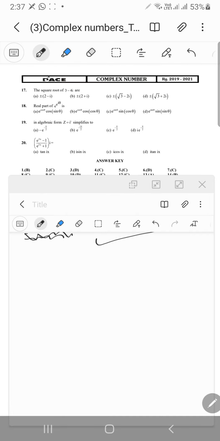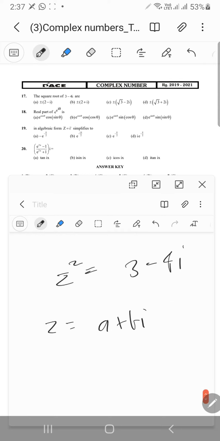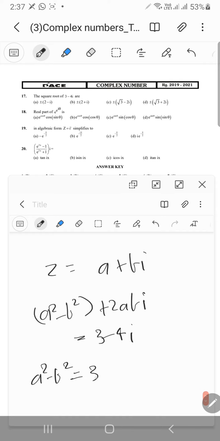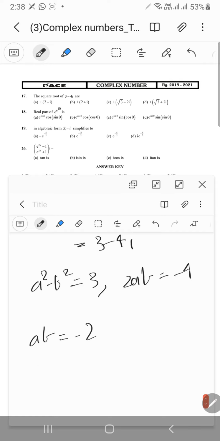Next question, the square root of 3 minus 4 iota, right? So square roots, that's what they mean, I guess. So we just got z squared equal to 3 minus 4 iota. Say z is a plus b iota, then squaring this you will get a squared minus b squared plus 2ab iota equal to 3 minus 4 iota. So a squared minus b squared equals 3 and 2ab equals minus 4. Does that make sense? It does. So ab equals minus 2 and a squared minus b squared equals 3.